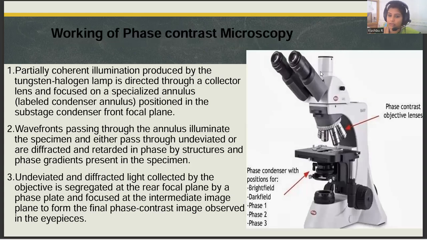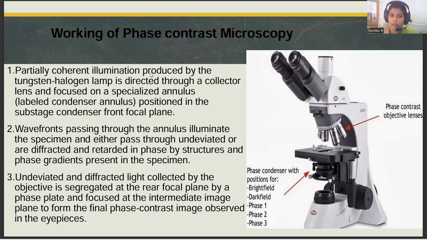This is how the phase contrast microscope looks, and these are the phase contrast objective lenses, and then there is a condenser, and then there is a diaphragm here. So this working principle of the phase contrast microscope explains whatever we discussed in the diagram.